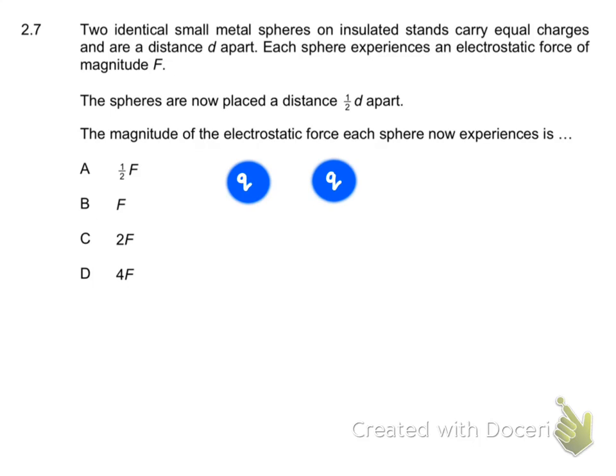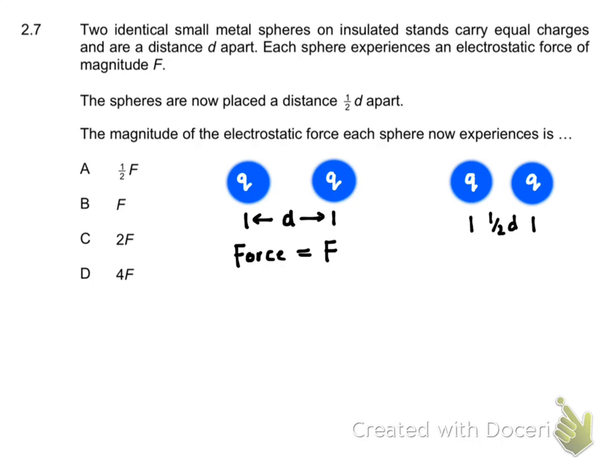All right, let's see how we'd go about this. This is the original situation where we've got our two charges. Remember, they're equal, so I've indicated them with both Q, and they're a distance d apart. And we're told that the force has a value of F. The charges are then brought closer together, and the distance is now a half d, and the question's wanting to know what the force is. So we would use Coulomb's law. F is k q1 q2 over r squared.